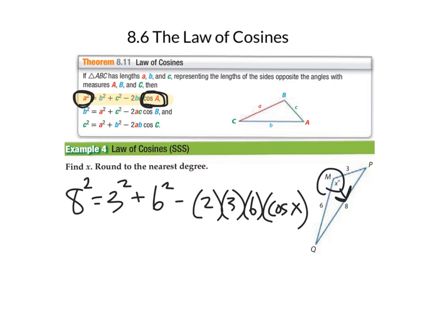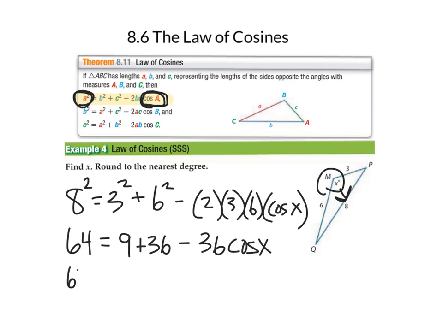So I'm going to simplify this. It's going to be 64 equals 9 plus 36 minus 2 times 3 times 6. 6 times 6 is 36. So minus 36 times the cosine of x. Let's see, 9 plus 36, that's going to be 45. So 64 is equal to 45 minus 36 times the cosine of x.